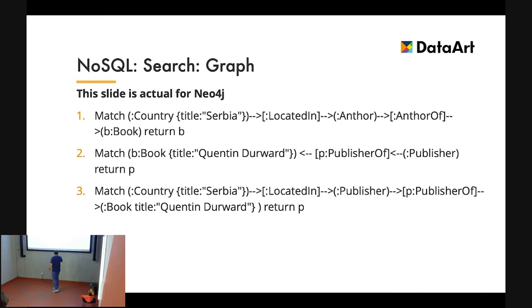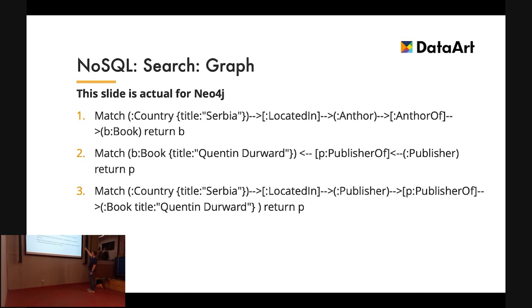And the last query: we again search for the country by title and use the outgoing relationship located in. After it, from the location relationship we go to the publisher object, then the publisher of relationship, and scan books by title, and return all the publisher relationships. So it's like that.